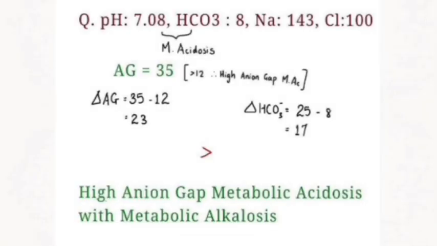So in this question, the pH is given 7.08, which means acidosis. HCO3 is 8, which is also going on a lower side, so both are going in the same direction, so metabolic acidosis. So anion gap, as we calculated in the previous question, is 35. Since it is more than 12, it is a high anion gap metabolic acidosis. Now we'll calculate the change in the anion gap. 35 minus 12 is 23, and the change in HCO3, that is 25 minus 8, is 17. Now since change in anion gap is more than the change in HCO3, the answer will be high anion gap metabolic acidosis with metabolic alkalosis.